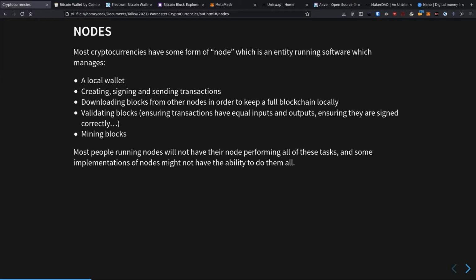They can also download blocks from other nodes in order to keep the local blockchain up to date, and they can validate blocks because they have the software, which includes the algorithm that will enable them to validate that a blockchain doesn't have incorrect data, isn't trying to print money invalidly. And they can also mine new blocks. I'll go into mining later.